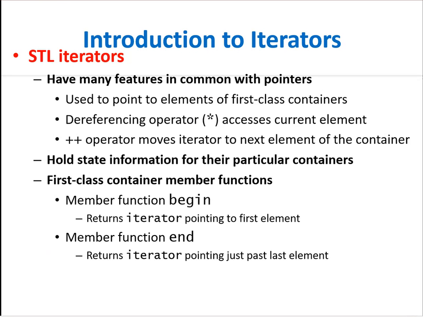Based upon that, iterators are of two types. One is the I iterator and the other is the O iterator. I iterator means input iterator and O iterator means output iterator. And based upon that, begin and end member functions are supported by the iterator.